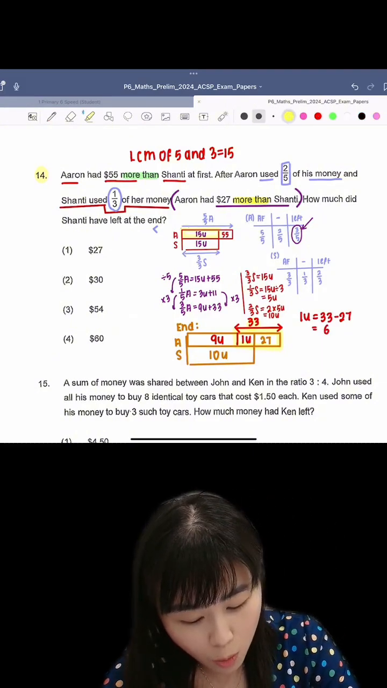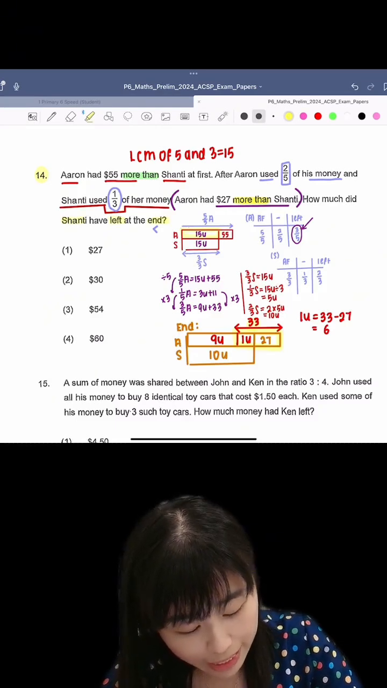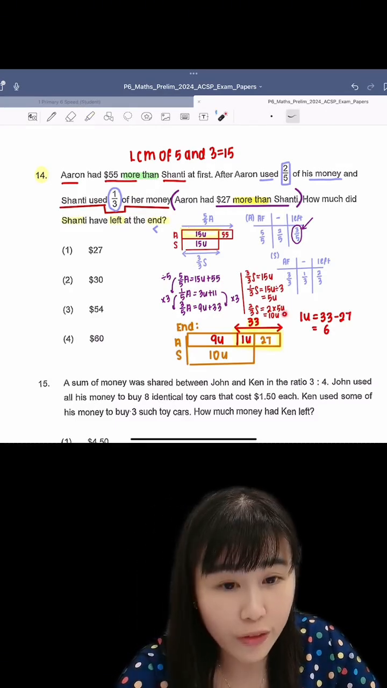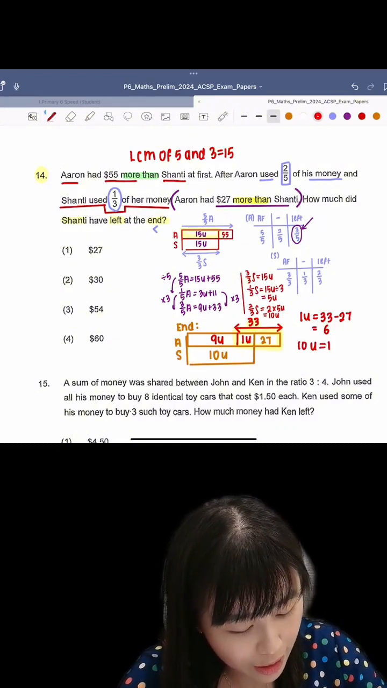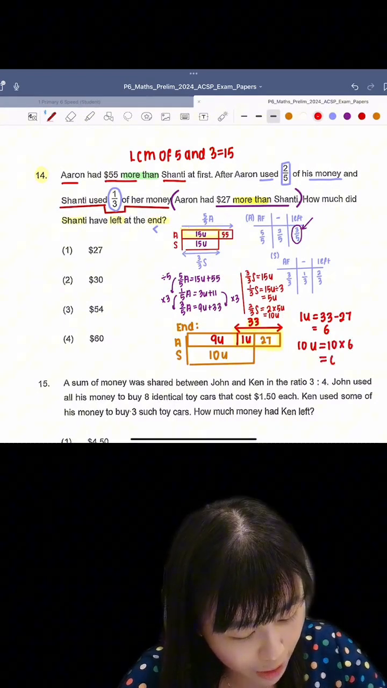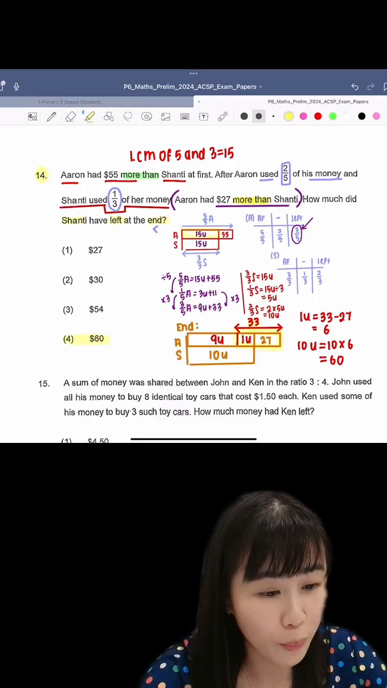And how much did Shanti have left in the end? Shanti is left with 10 units in the end. That's why 10 units is 10 times 6. That's how you get the answer, 60. So that's why your option here is option 4.